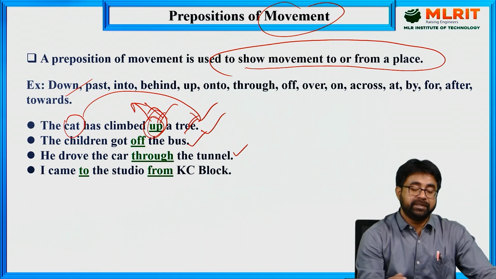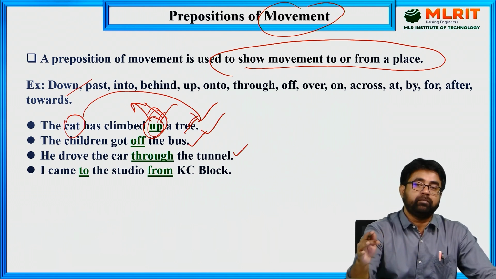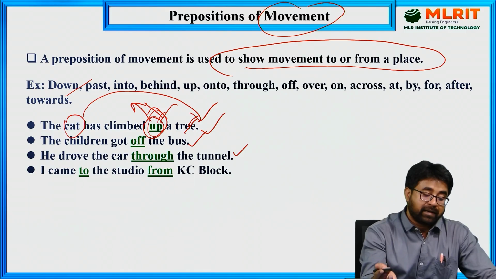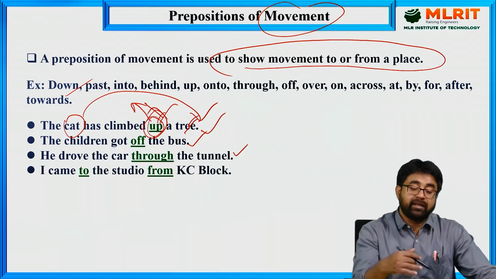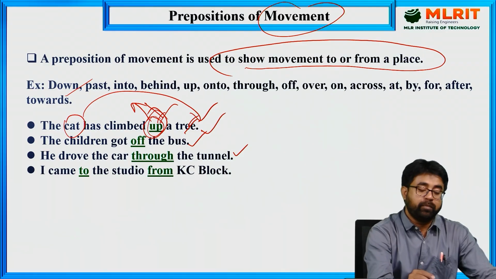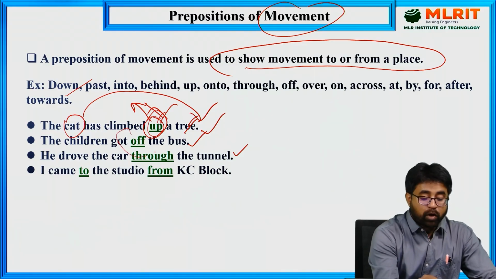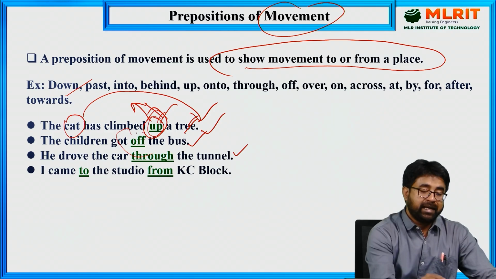Up means you are not talking about a static point, you are talking about a movement. Maybe the cat was actually under the tree and then it climbed up. So it indicates a continuous movement. That's why it is known as a preposition of movement. The children got off the bus, again. It indicates a movement from one place to another place, this off.